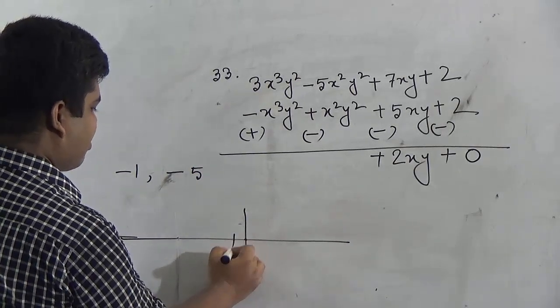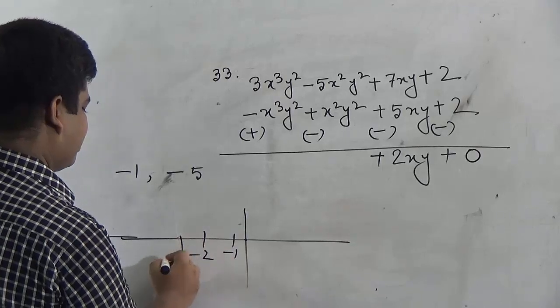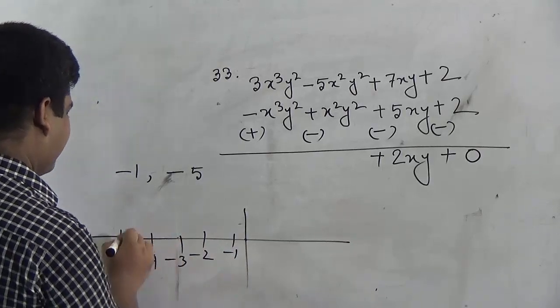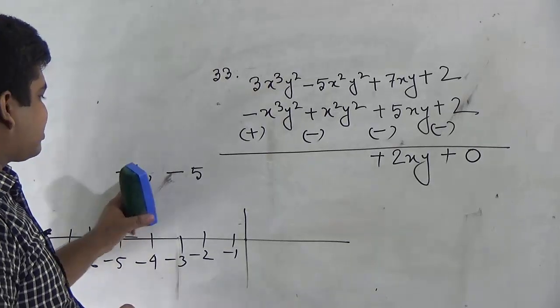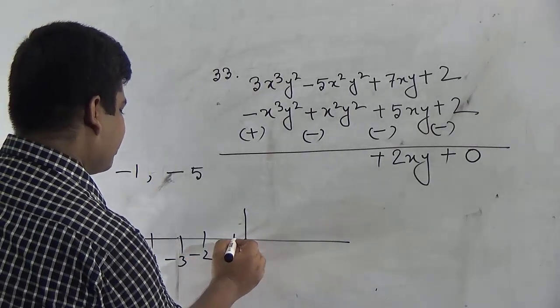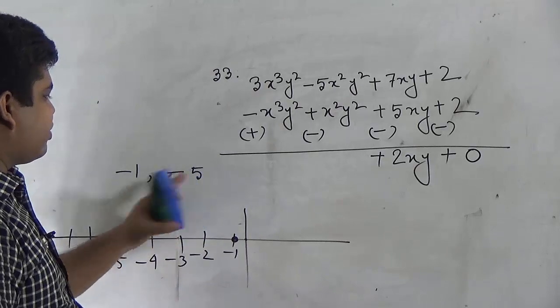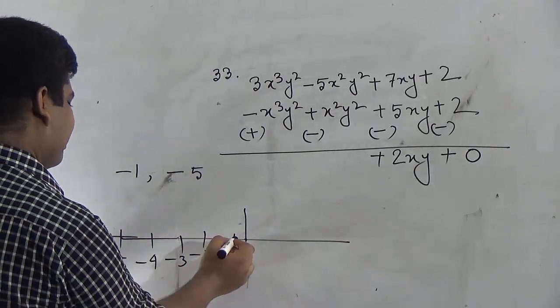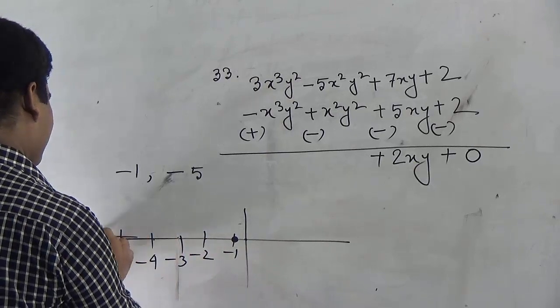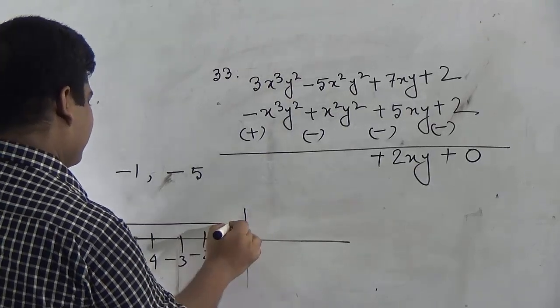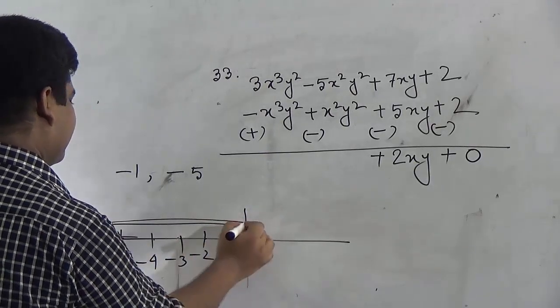Now minus 1, minus 2, minus 3, minus 4, minus 5, minus 6, minus 7. So first of all we go to minus, then we shall go 5 steps. So 1, 2, 3, 4, 5. Okay. So what will happen here?